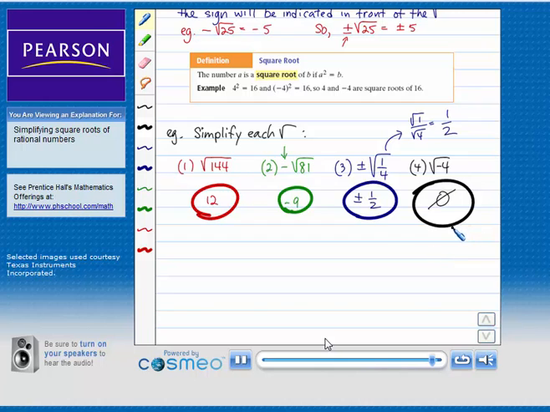Well, that should take you on your way to understanding simple square roots, and I just urge you to work carefully and work well.